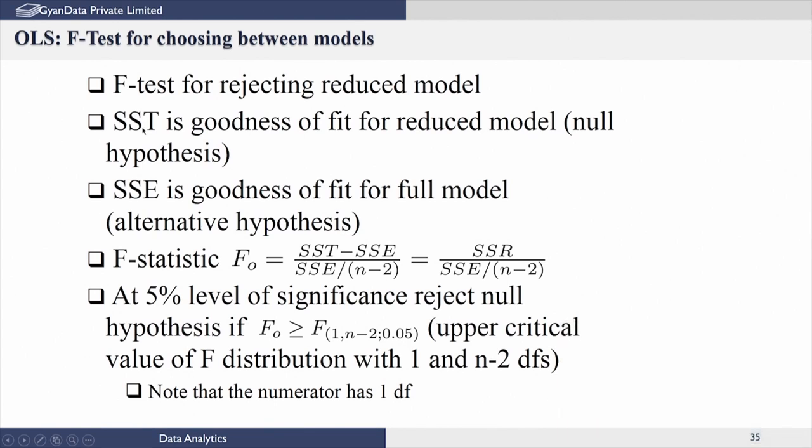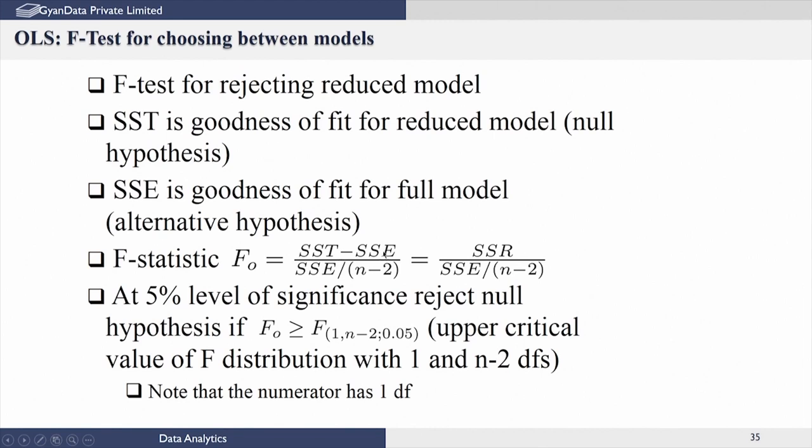So, what we are doing is, as I said, SS total is a measure of how good the reduced model is, where the reduced model here implies a constant model, whereas SSE represents how good the linear model is if we include the slope parameter. So, we are asking whether the reduced model should be accepted, which is the null hypothesis, or should be rejected in favor of the alternative, which is to include the slope parameter.